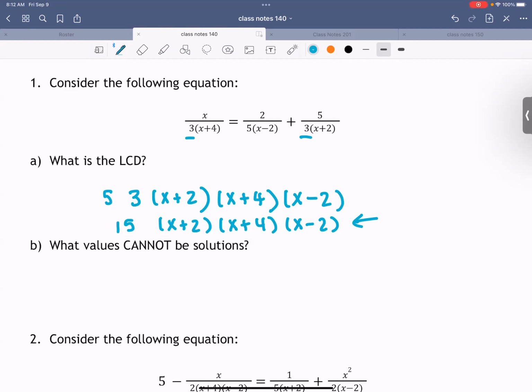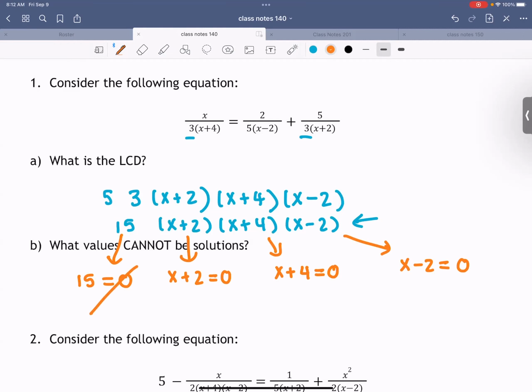Yeah, set each of the things in the LCD to 0. So I can take my 15 and set it to 0. I can set 3x plus 2 equal to 0, x plus 4, and x minus 2. If you can do this in your head, go ahead and do that. But 15 equals 0 doesn't have a solution, so we can just ignore that. Subtracting 2 on both sides gives us x equals -2. I'm not going to solve each one, but we have x equals -4 and x equals 2.